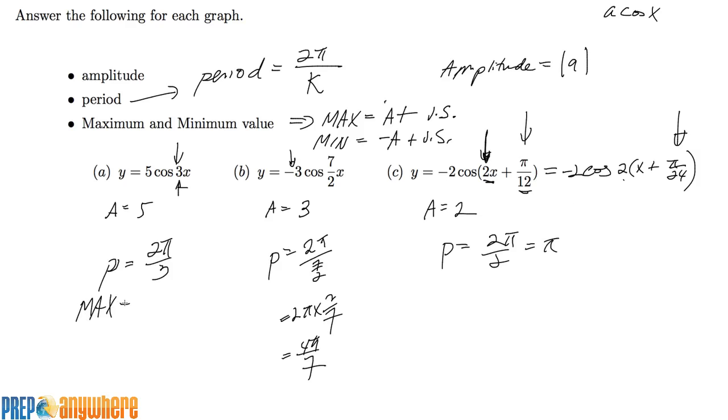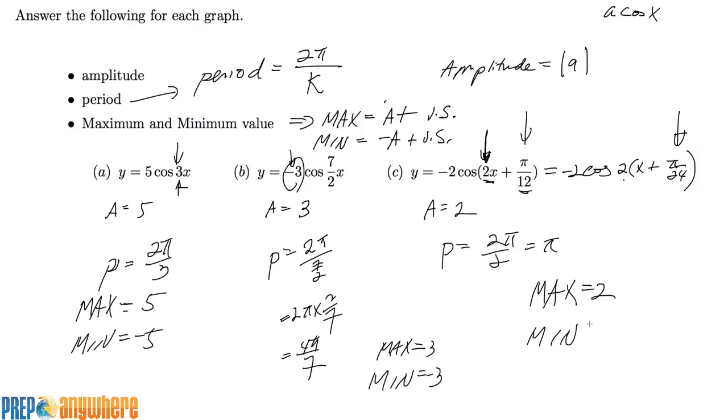So the maximum for the first one is going to be 5. Minimum is going to be minus 5. For B, maximum is going to be 3. The minimum is still going to be negative 3. Note that it doesn't get affected by the negative 3. Maximum is 2, and the minimum is negative 2.